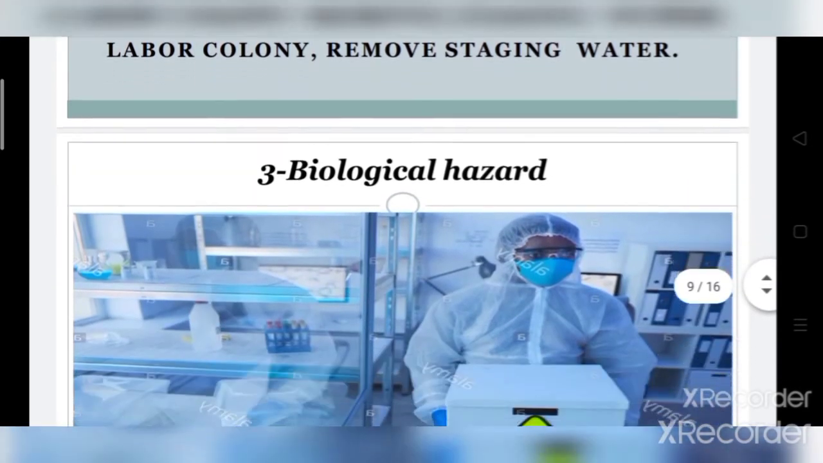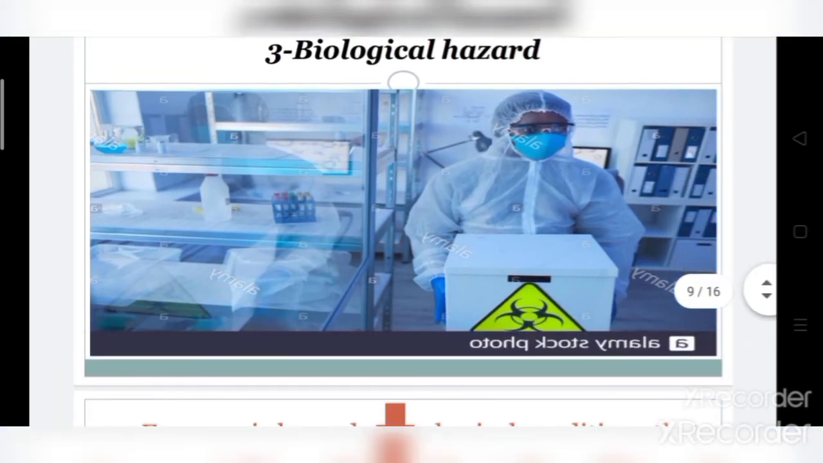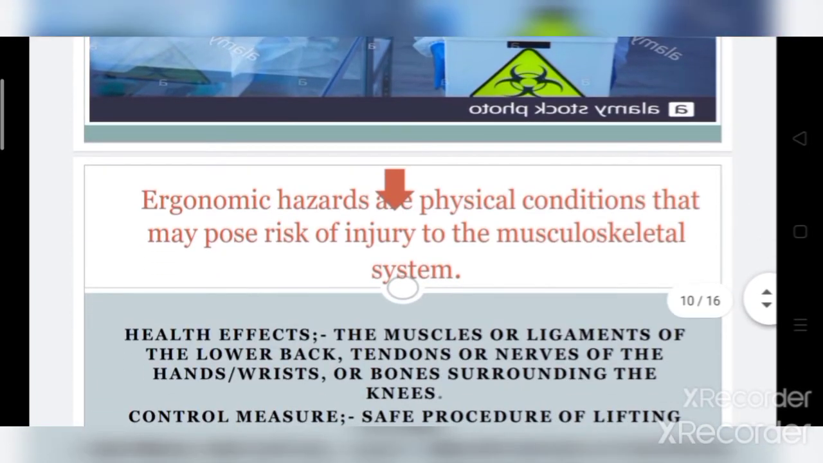I am taking pictures of biological hazard. For biological hazard, you see a structure, then a medical person taking something which protects us from biological hazard.